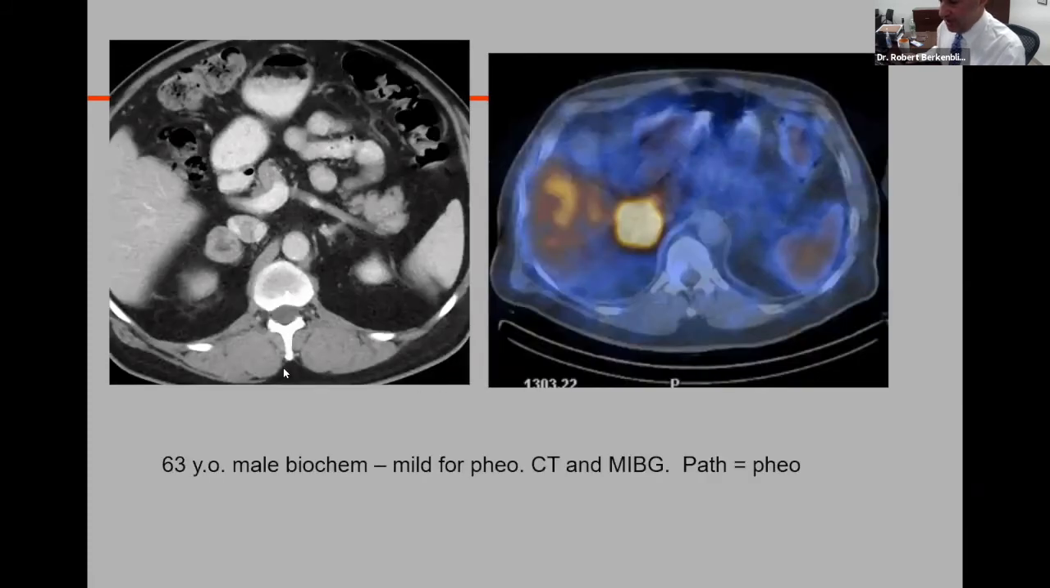In this patient, biochemical workup was mildly elevated for pheochromocytoma. You can see this heterogeneous nodule near the IVC, MIBG avid, and this is a path-proven pheochromocytoma.